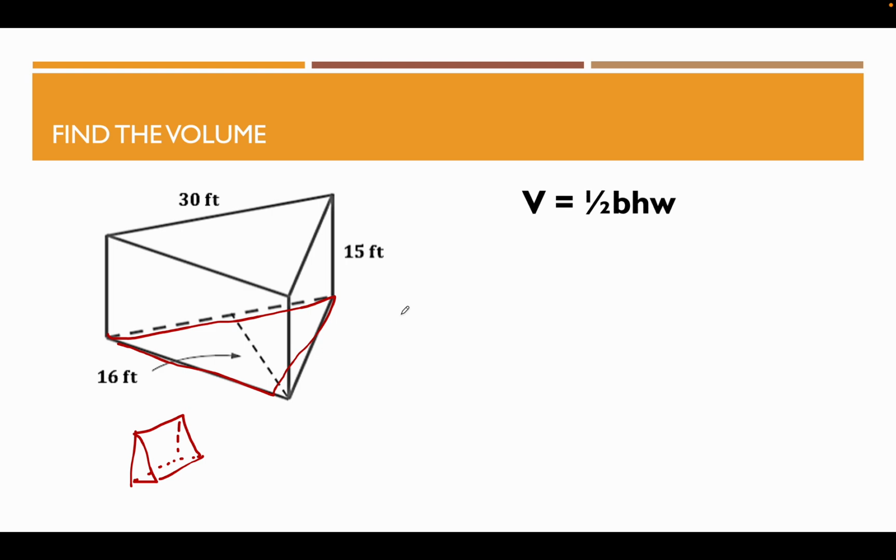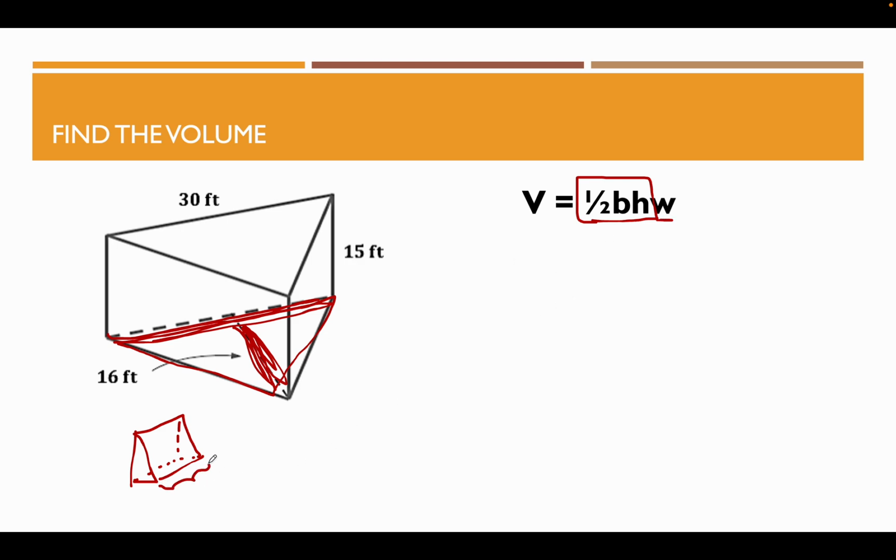So we're going to take our formula. The base of our triangle is this measurement here. That's 30 feet. The height of our triangle is 16. So when we're looking in here, we're looking at the triangle, not the whole prism, just the triangle. So that is 30 for the base, 16 for the height of the triangle, and then the width is supposed to be the width of the entire prism.